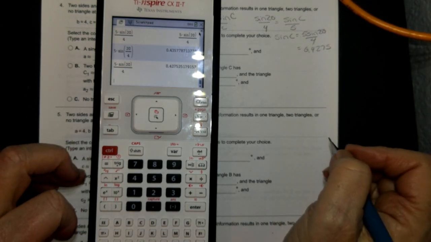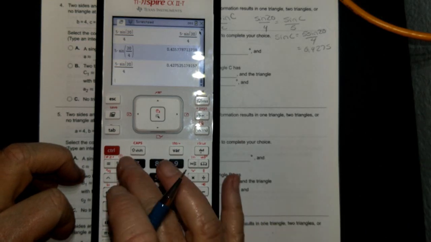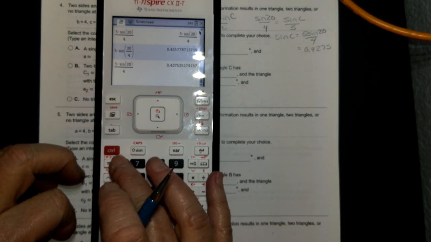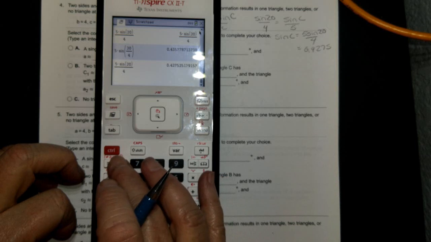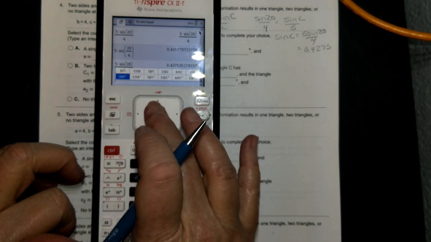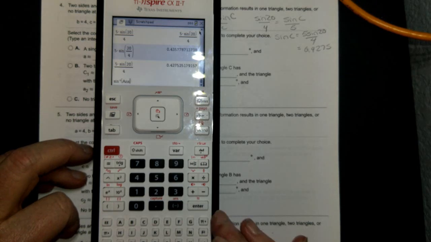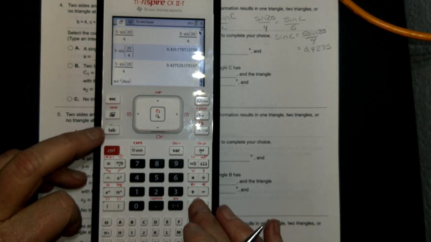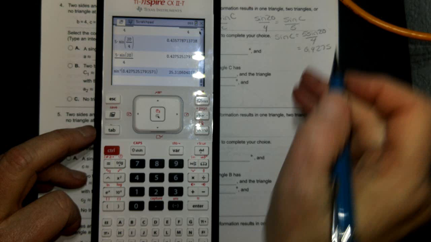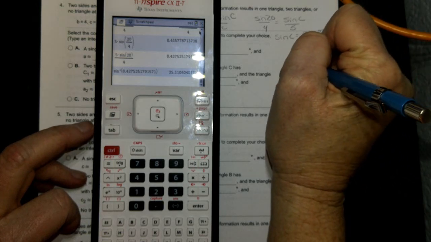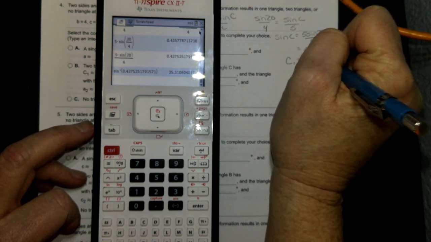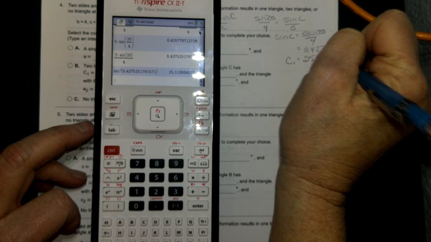Now I'm not going to do anything there. I'm going to leave it in all of those decimals, and now I'm going to find the inverse using that. So I'm going to go sine inverse of the answer, control negative, equals, so C, I'm going to call it C1 for now, 25.31 degrees.